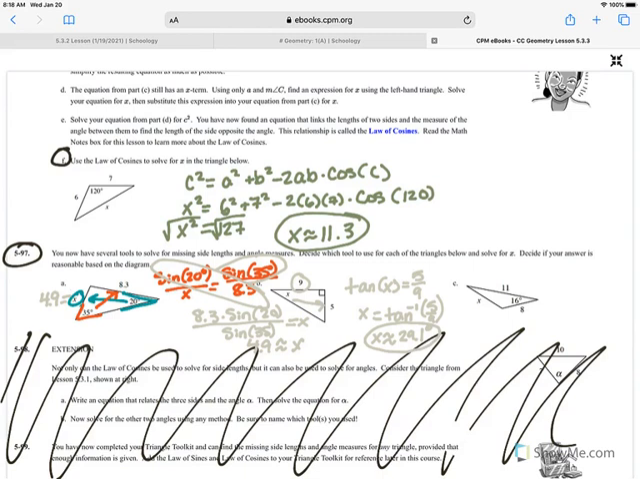The last one is law of cosines, you guys, and I'm actually going to save that one for you guys to do for your warm-up on the next video, because I'm finishing this up during another class. So that's it. Make sure you guys do your homework and turn it in to me.